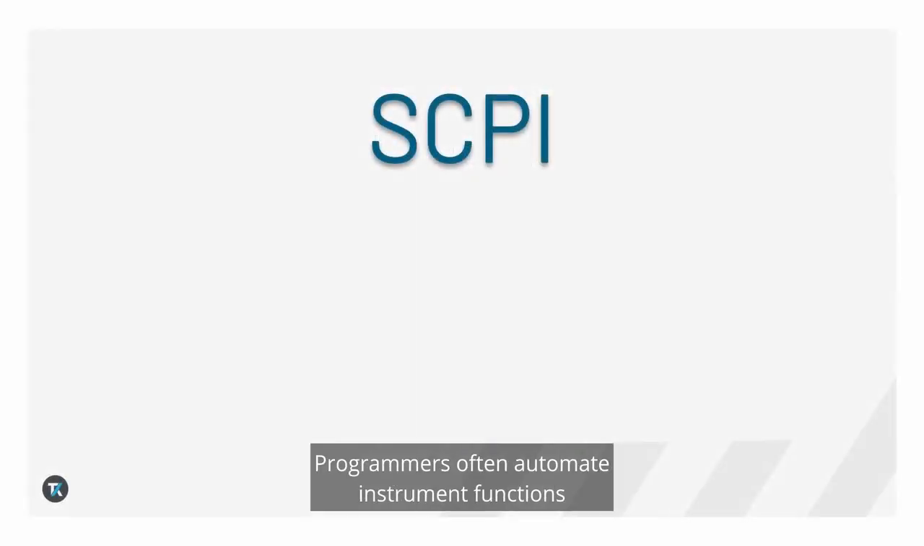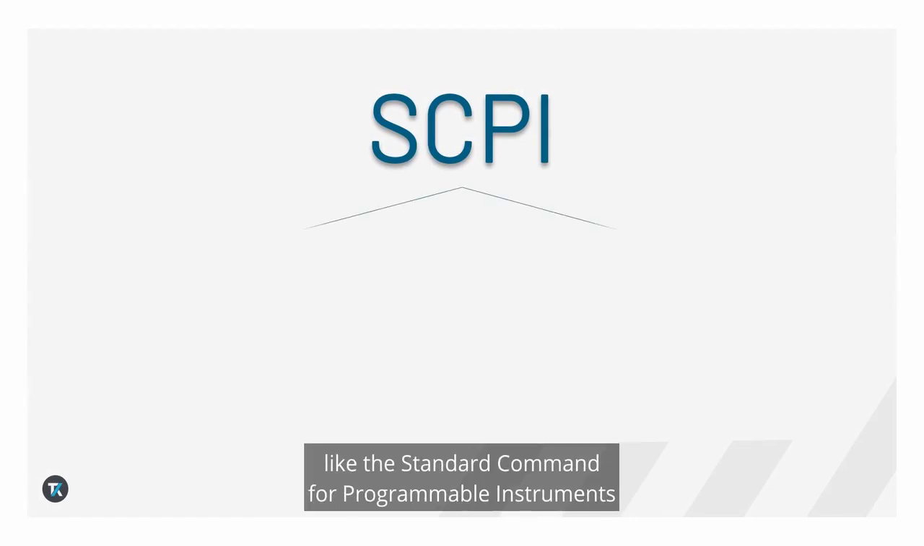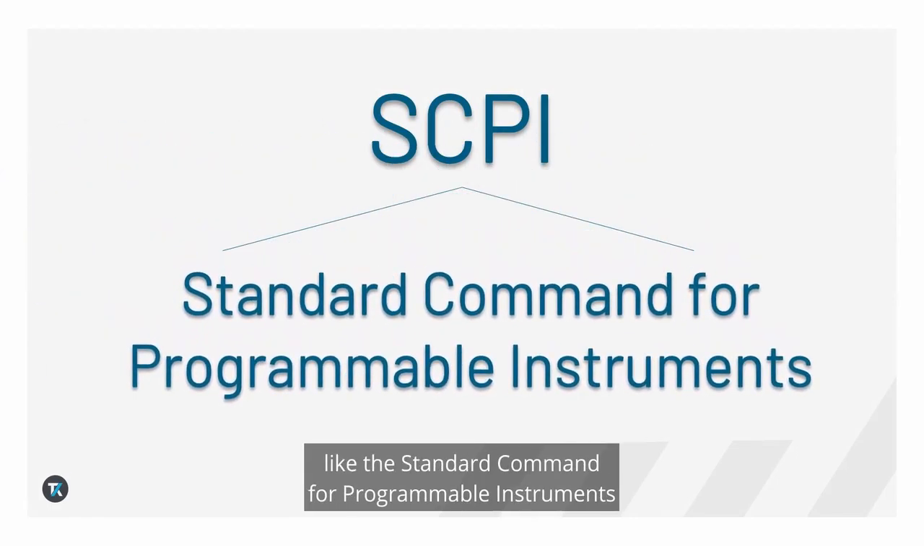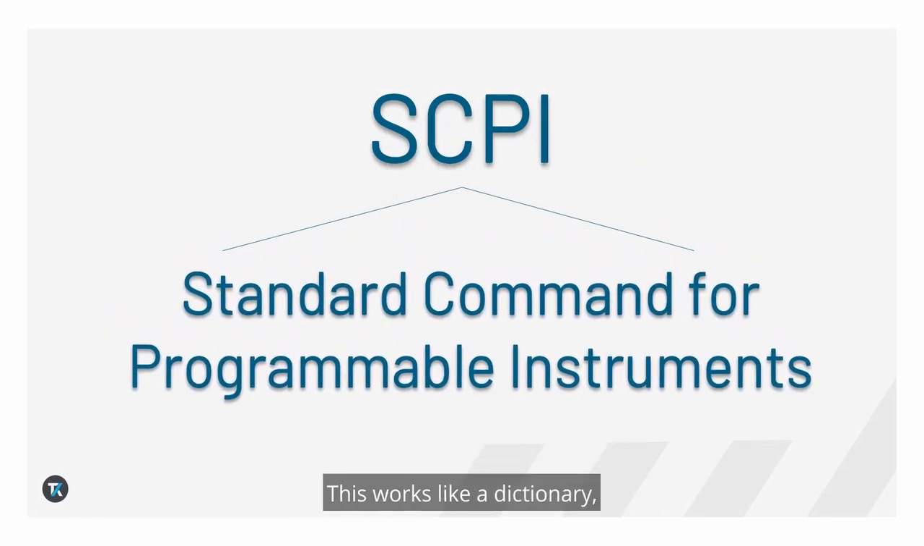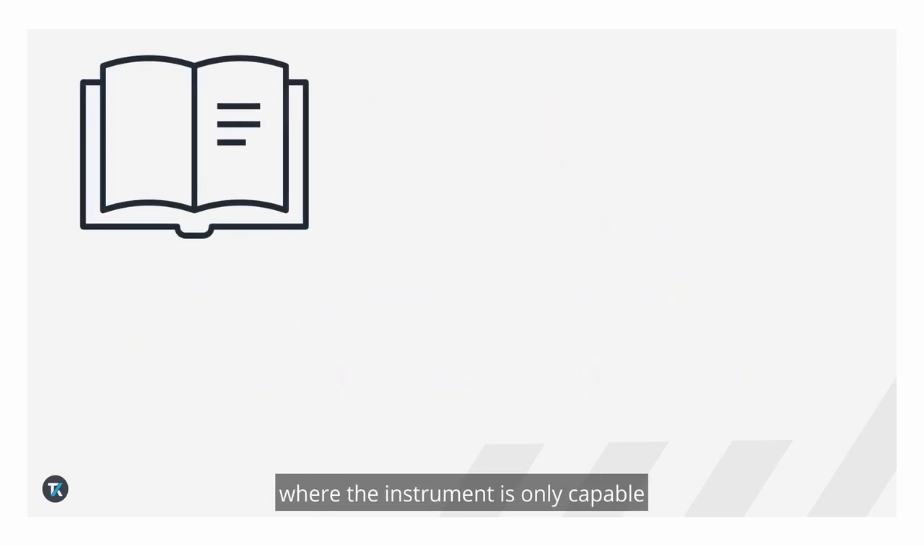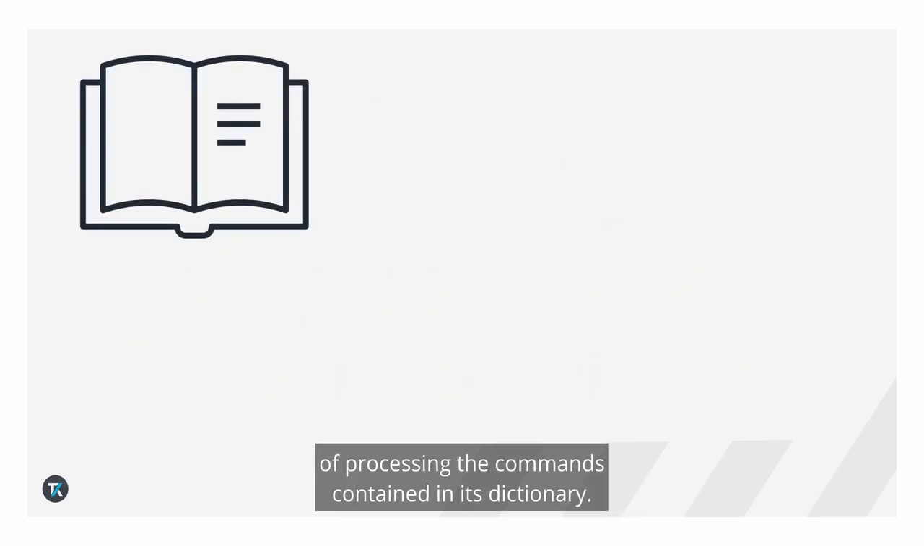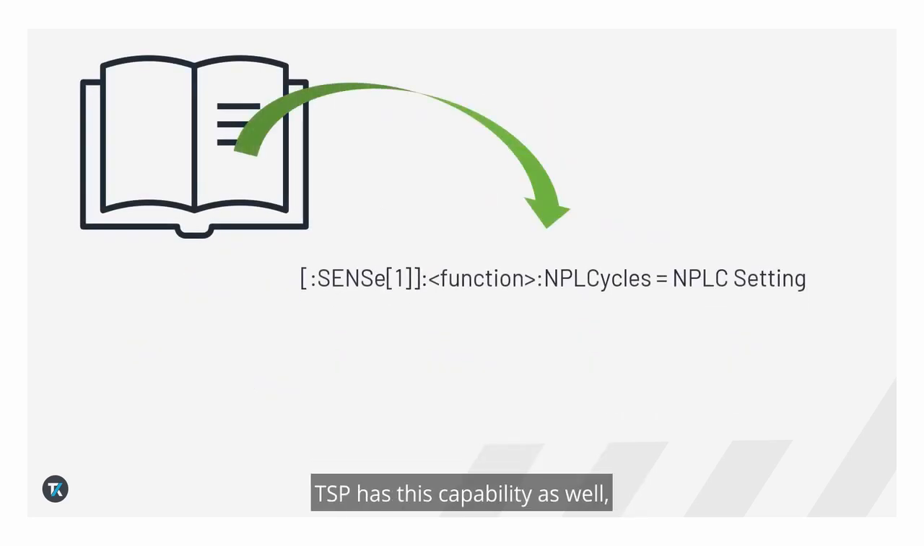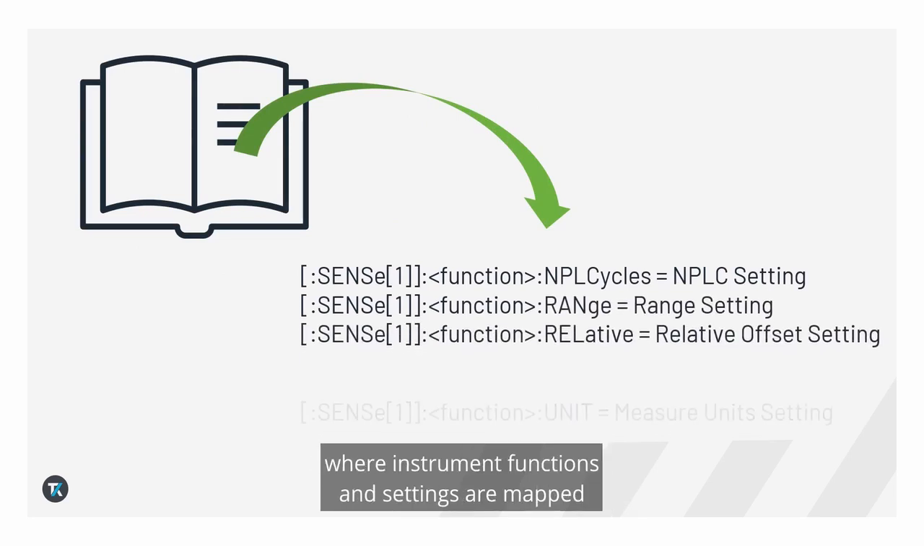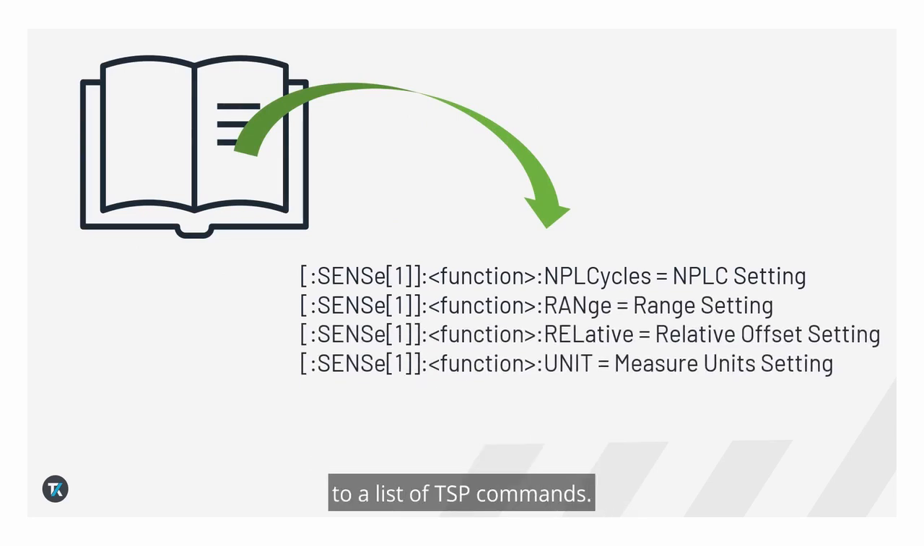Programmers often automate instrument functions using traditional command sets like the Standard Commands for Programmable Instruments, or SCPI command set. This works like a dictionary, where the instrument is only capable of processing the commands contained in its dictionary. TSP has this capability as well, where instrument functions and settings are mapped to a list of TSP commands. Let's take a look at how this compares to a command set like SCPI.